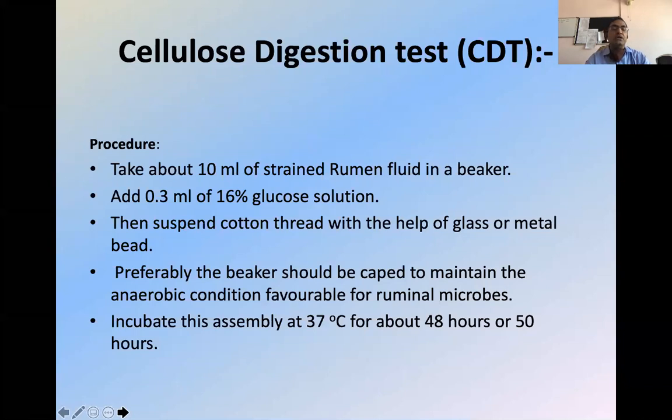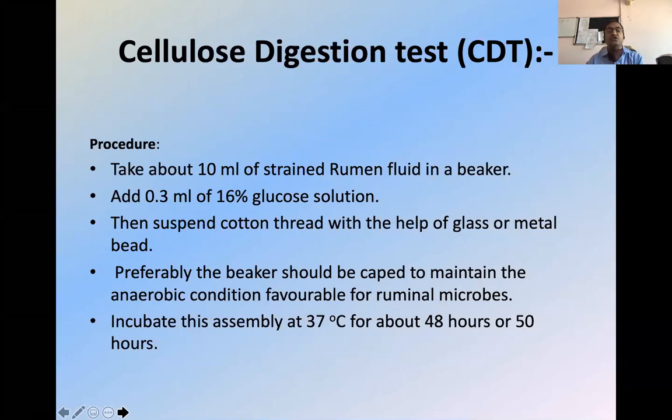As you know, only the rumen protozoa and the bacteria have the role to digest the cellulose. On that basis, we do this test. We have to collect 10 ml of strained rumen fluid in a beaker. Strained means छान करके उसको हमने collect करना है. And in that we have to add 0.3 ml of 16% glucose solution.